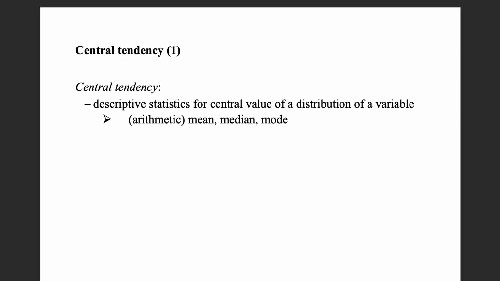The mode is just the most common value, the most often observed value, and the median is basically, if you would line up all the values from small to large and chop your data down the middle, then that number would be the median. But let's talk about the mean.